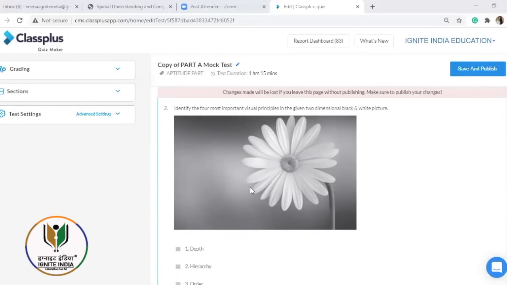Now for this question, identify the four most important visual principles. Look at this composition. The first word that comes to mind is contrast. Yes, it's black and white and nicely composed. Look at all the words below and select the four appropriate ones. How will you select? I've told you before: divide the words into categories.